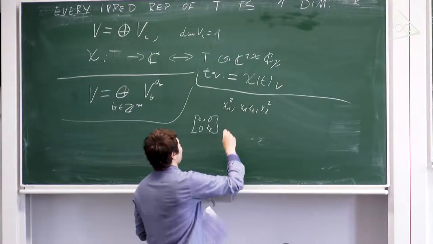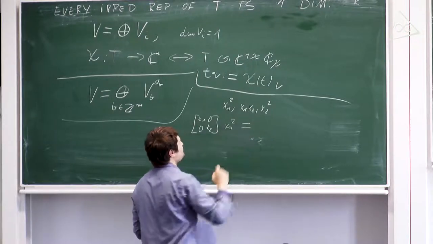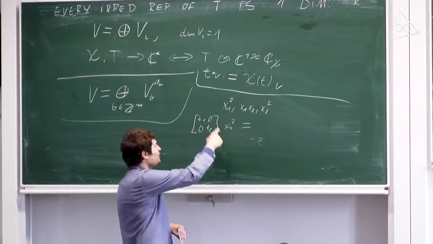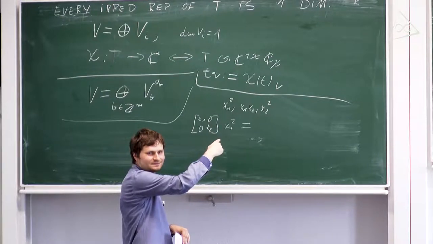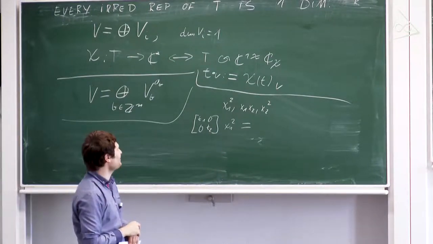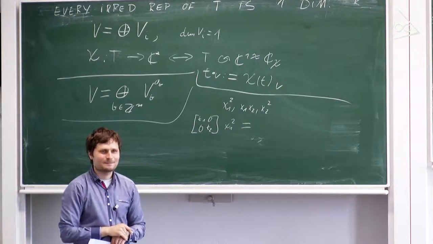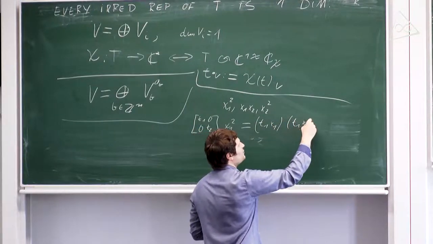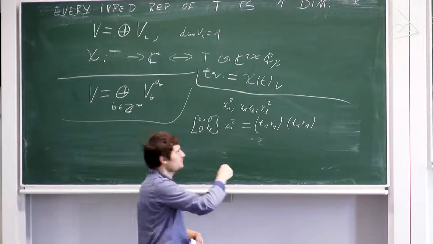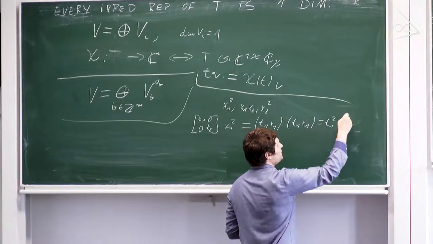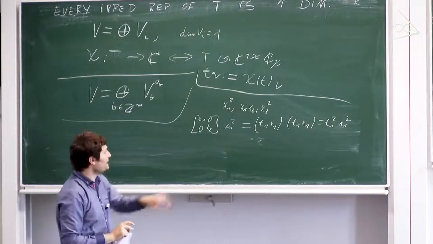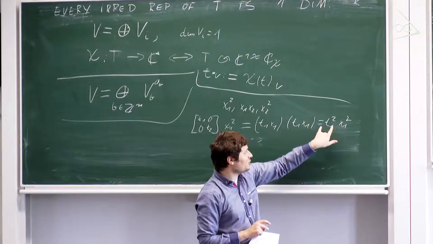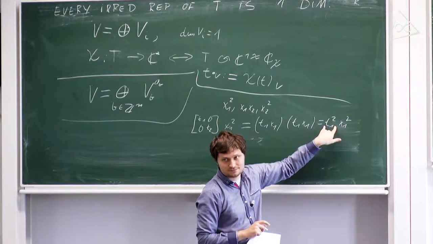Okay, so how does this act on x1 squared? We started today from this. It acts on x1. How does this matrix act on x1? Come on, that's easy. How does a diagonal matrix act on x1? t1 times x1. So you remember, this is how we defined the action on this. And this is just t1 squared x1 squared. So this vector is rescaled, and the corresponding Laurent monomial is just t1 squared.